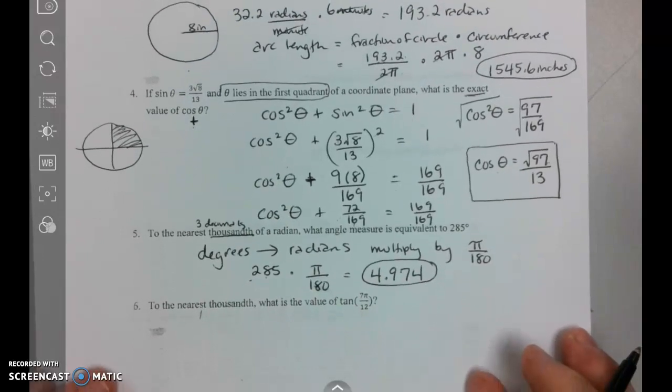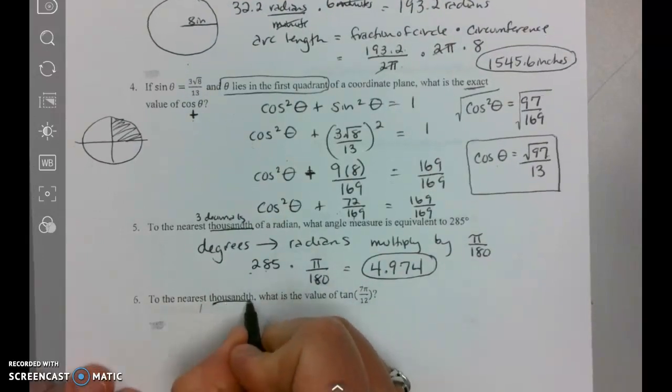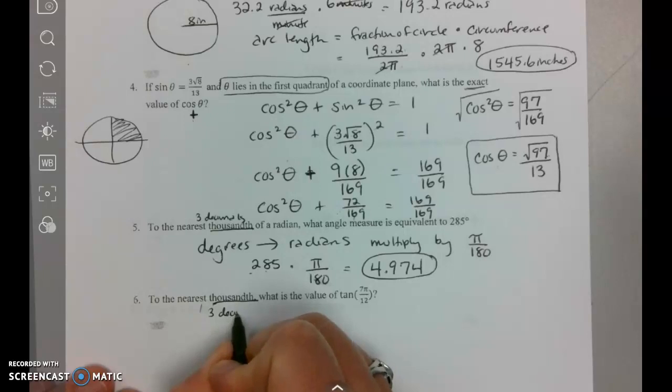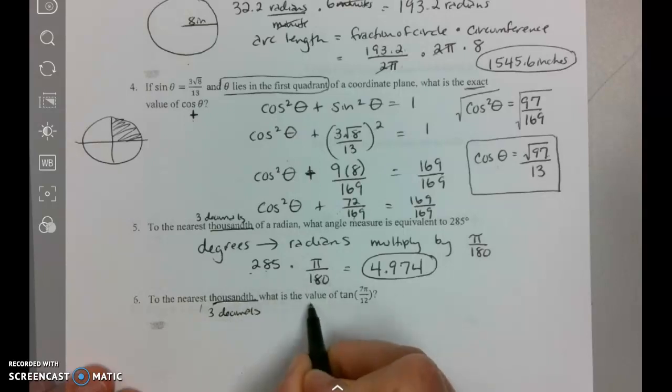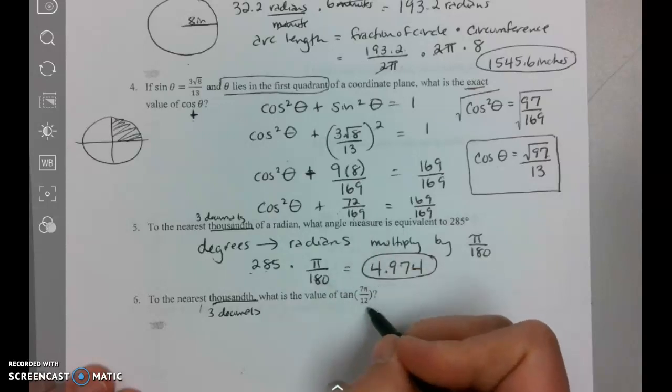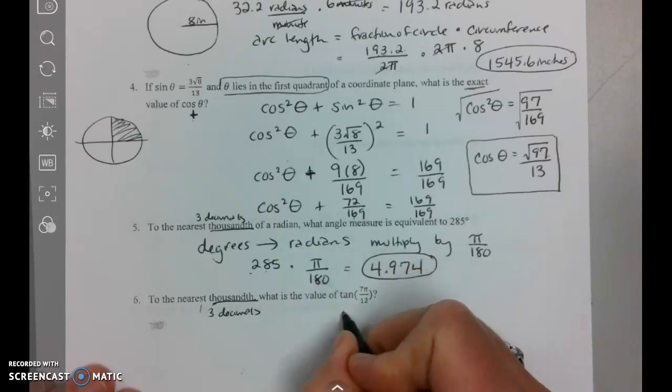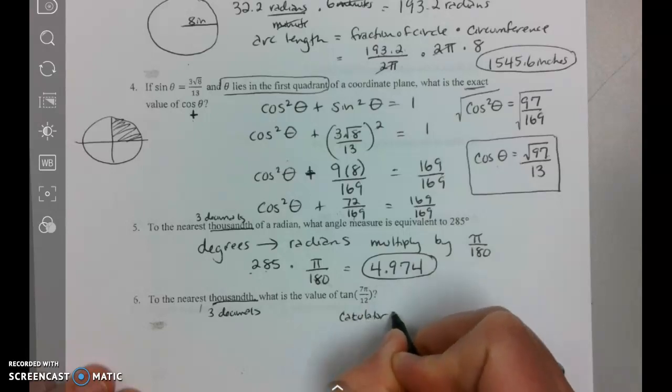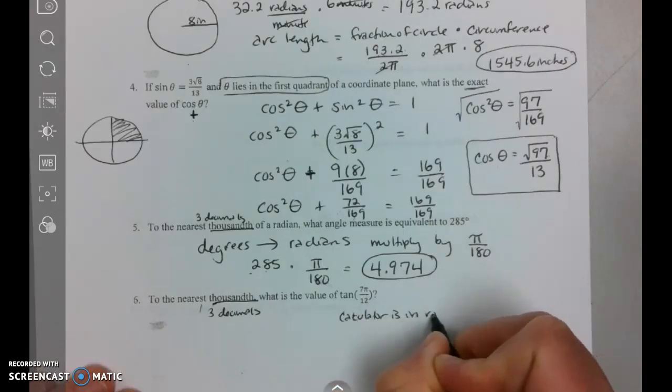Number 6. To the nearest thousandth, again, 3 decimals. What is the value of the tangent of 7 pi over 12? Since this is in radians, make sure your calculator is in radians.